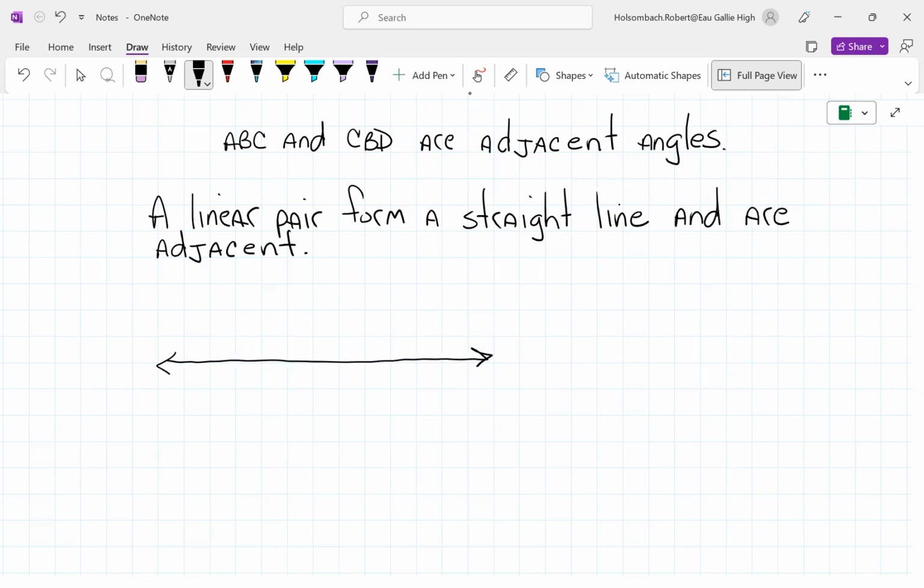If we take a horizontal line and put a point on it, and then draw a ray coming out of that point, we just created a linear pair of angles. Angle 1 on the left and angle 2 on the right are a linear pair. They form a line. Those two angles form line BC. All right. A linear pair form a straight line and are adjacent. Their sum is 180 degrees.